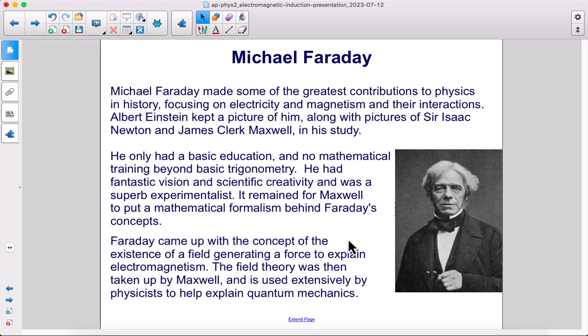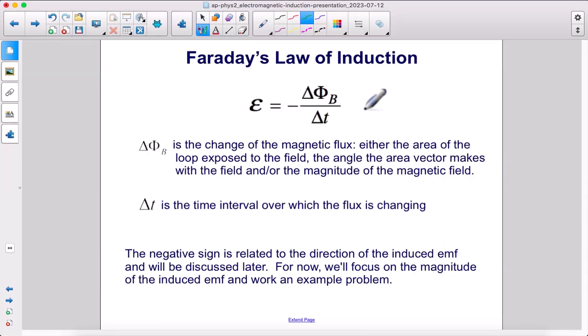It remained for Maxwell to put a mathematical formalism behind Faraday's concepts. Faraday came up with the concept of the existence of a field generating a force to explain electromagnetism. The field theory was then taken up by Maxwell and is used extensively by physicists to help explain quantum mechanics.